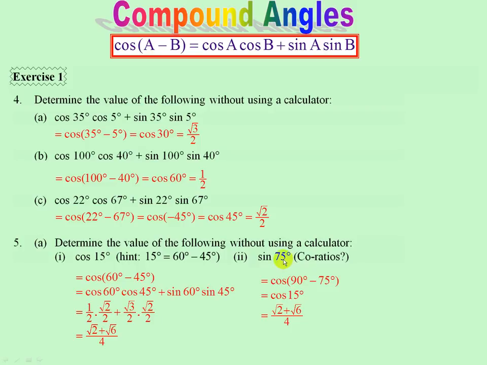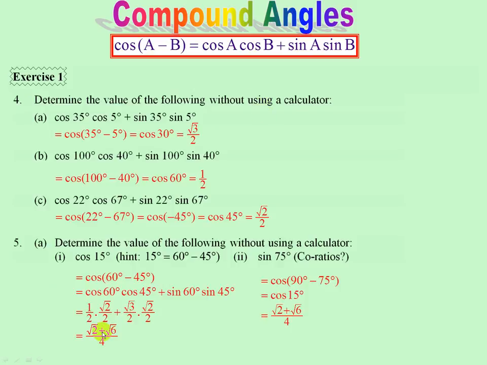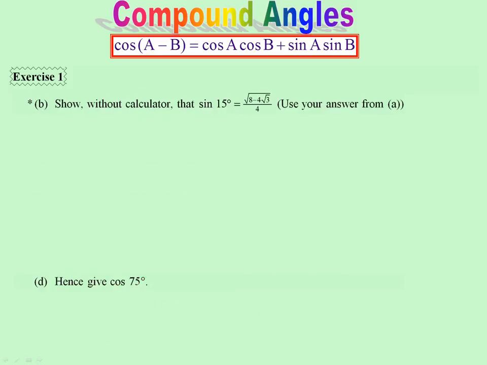Sine of 75? Well, this is a co-ratio. Think of that. Sine of 75 is equal to cos of 90 minus 75, cos of 15, which we have just found. So that sine 15 equals that. Now it says use your answer from part A, which means the root 2 plus root 6 all over 4 we can use. So there we are. Cos of 15 is root 2 plus root 6 over 4.